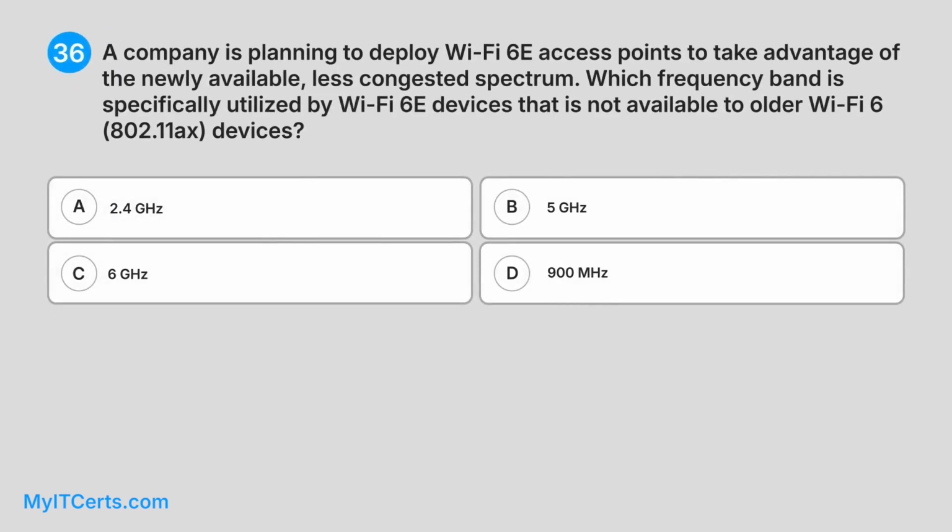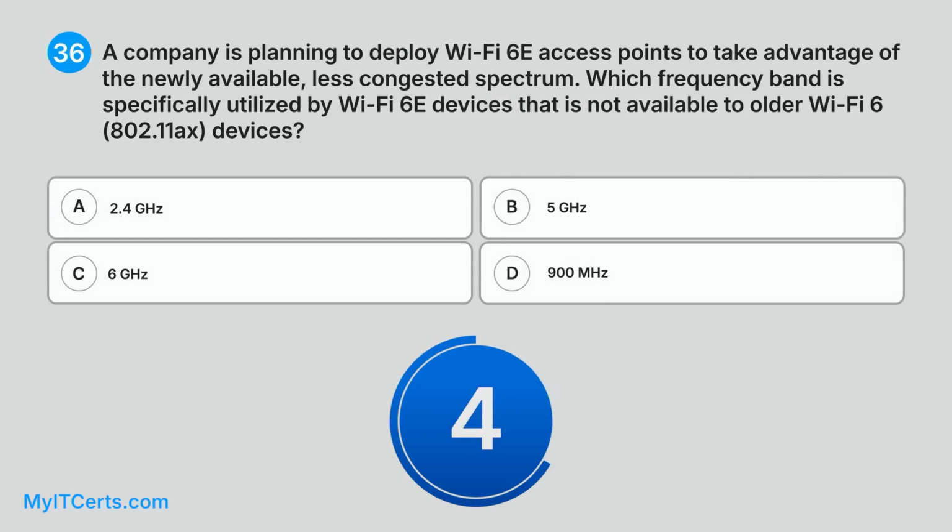36. A company is planning to deploy Wi-Fi 6E access points to take advantage of the newly available, less congested spectrum. Which frequency band is specifically utilized by Wi-Fi 6E devices that is not available to older Wi-Fi 6 802.11ax devices? A. 2.4 GHz. B. 5 GHz. C. 6 GHz. D. 900 MHz. What do you think is the answer?